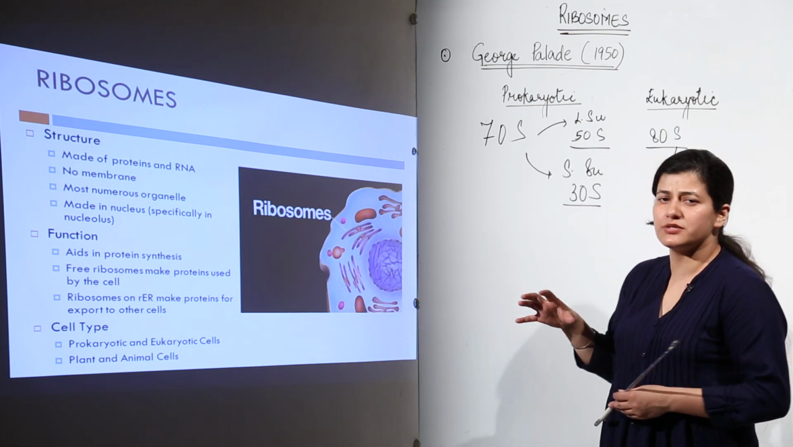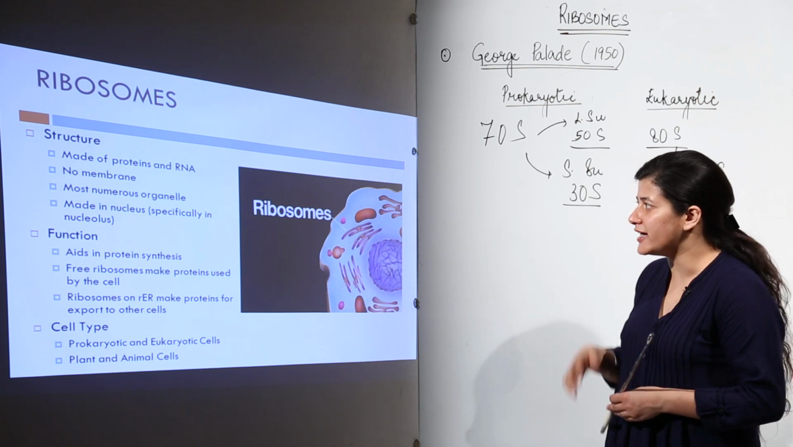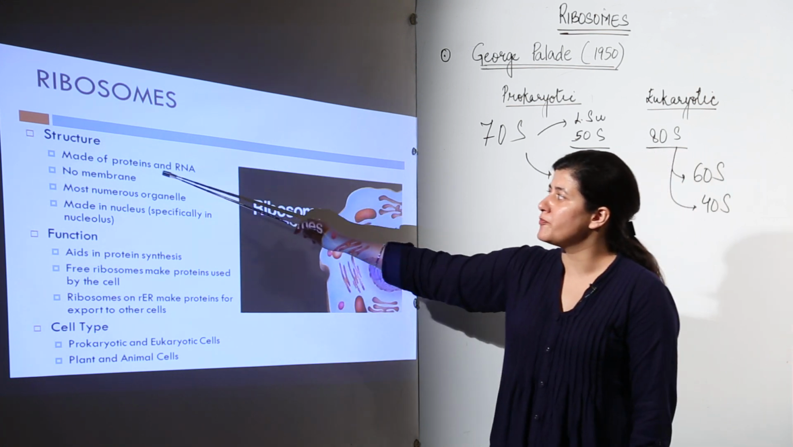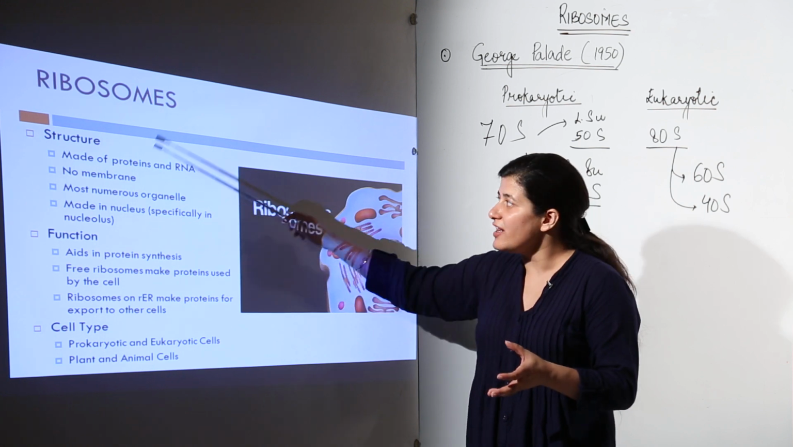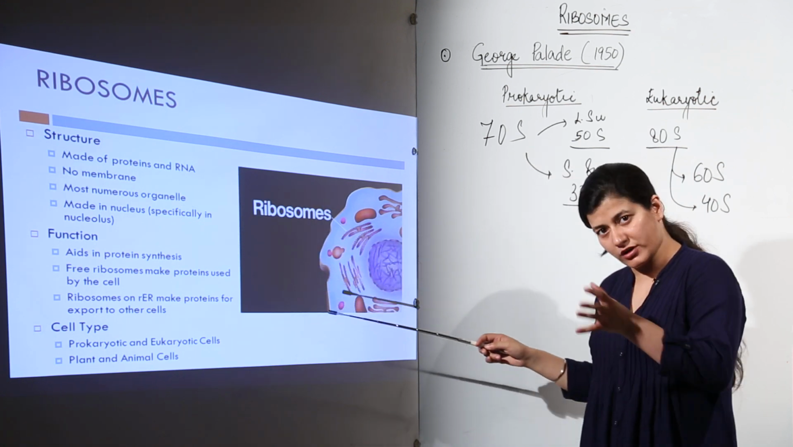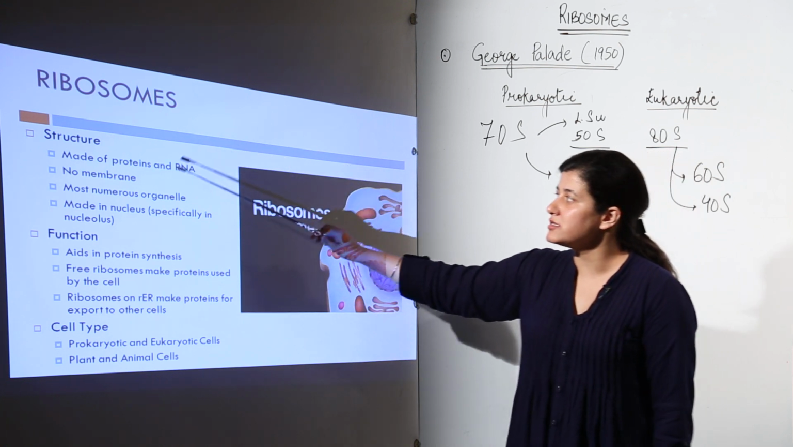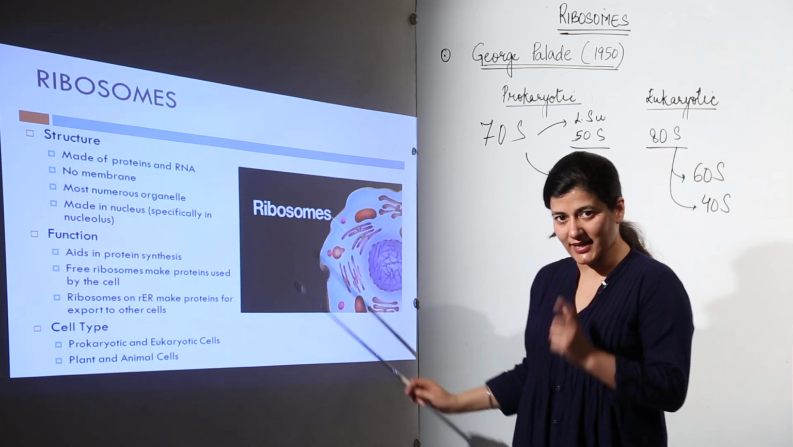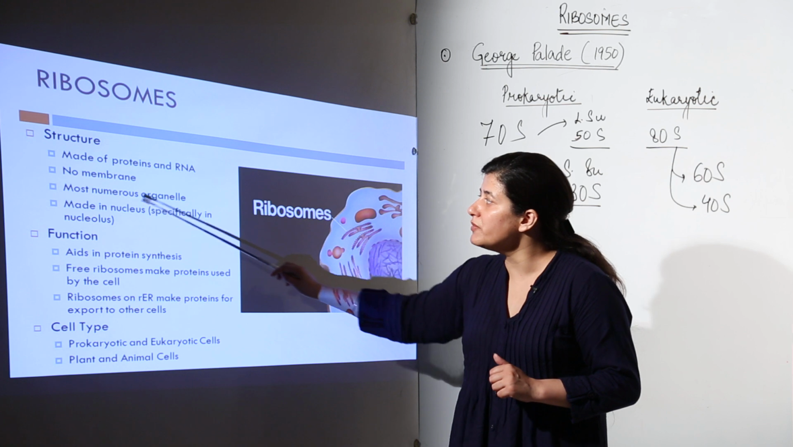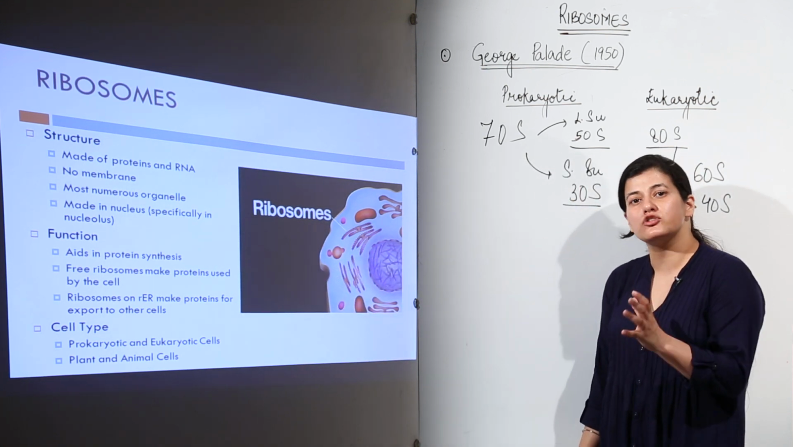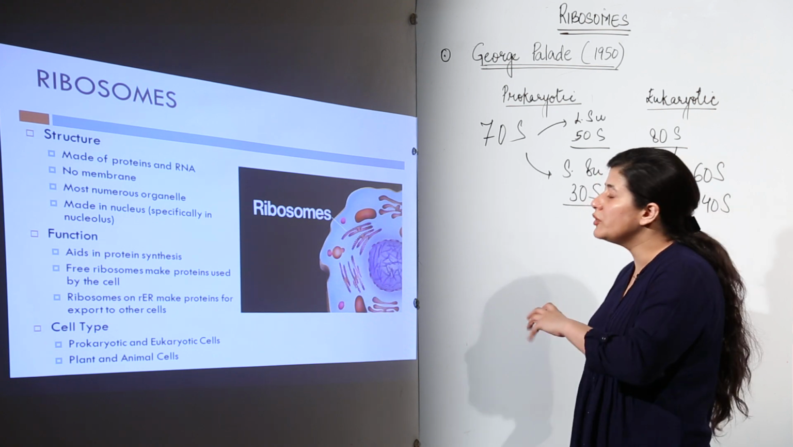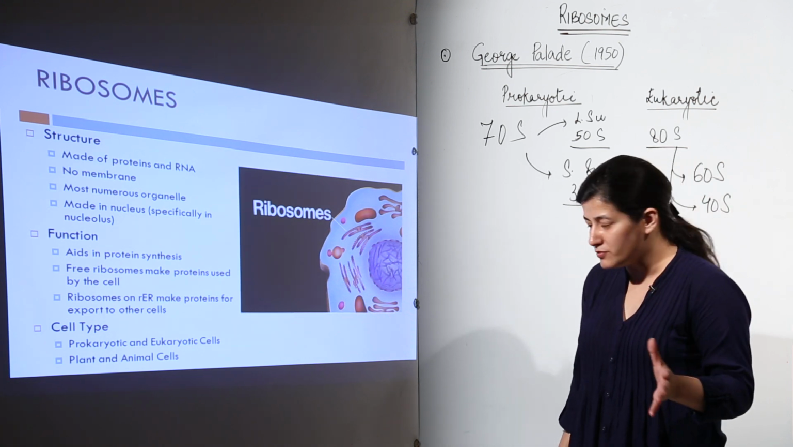Before that, we are going to see the structure again, the bullet points that we have over here. It is made up of proteins and RNA. As I told you, it is made up of ribonucleotides and a few proteins which are associated for the formation of ribosomes. There is no membrane present, that is the second point. Most numerous organelle.